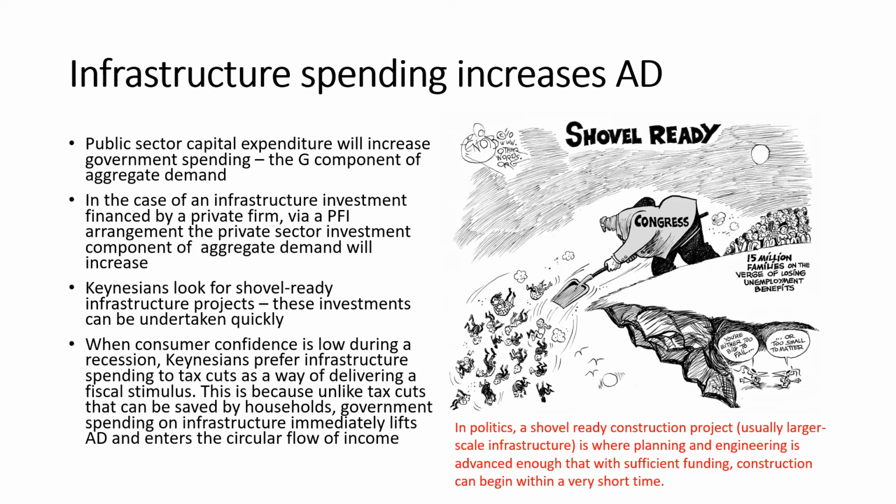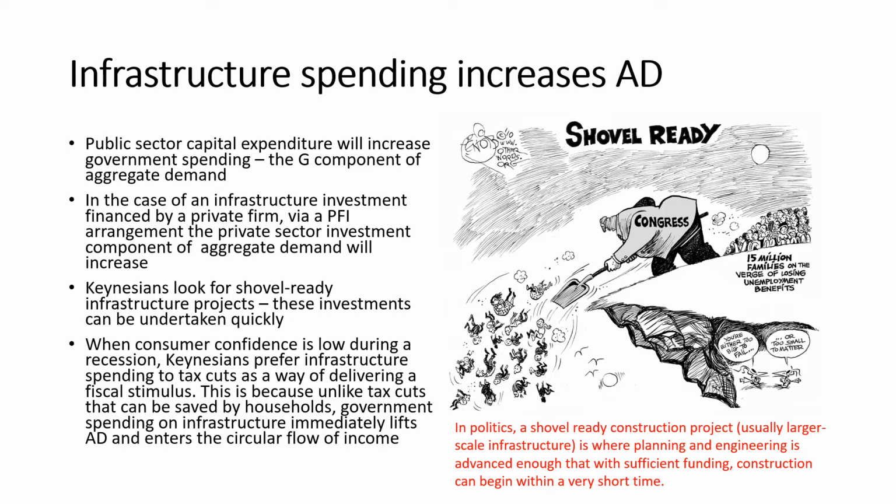Keynesians look for so-called shovel-ready infrastructure projects. So these are investments that can be undertaken very quickly, and Keynesians like them because they think it's a very quick way of reducing unemployment. So if you can start building a new railway line quickly, it's ready to go. That will create jobs for the people that are going to lay the rails and make the steel for the rails, etc. So you'd say it's shovel ready, it's ready to go.